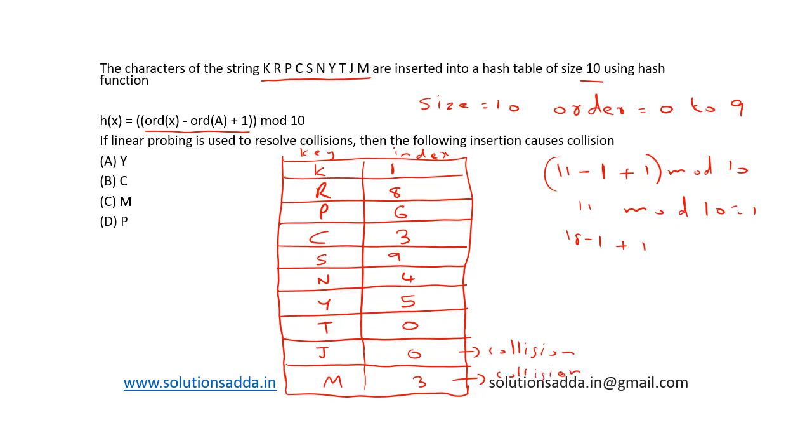Now let's see the options given. Y, no collision has occurred. C, no collision has occurred. M, collision has occurred. And P, no collision has occurred. So based on the options, option C is the correct answer. M has caused a collision.